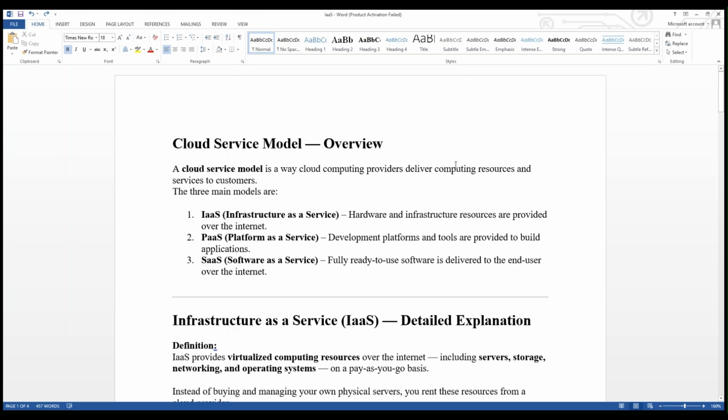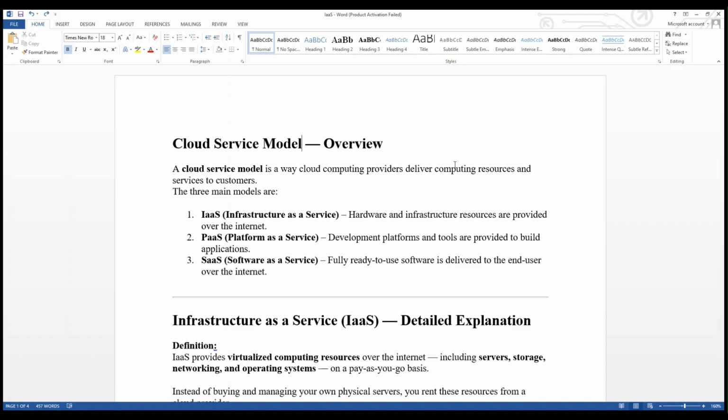So now we will talk about cloud service model. What is a cloud service model, friend? Friend, cloud service model is a way cloud computing provides delivery of computing resources and services to customers. In simple way, friend, this is just a definition. Try to understand the concept here. Cloud service model is a way through which you can access the services.